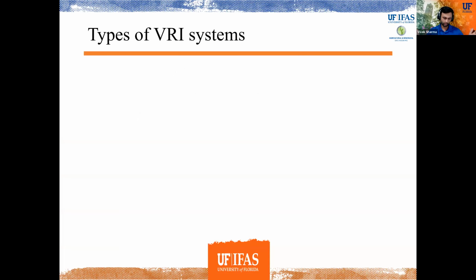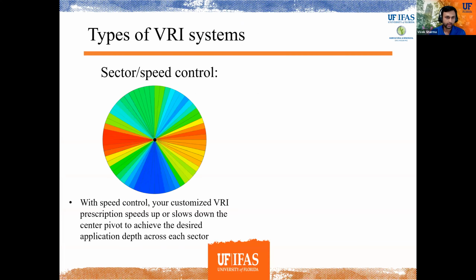Okay, we decided the condition: we need a variable rate irrigation system in our field. So what kind of systems are available in the market? There are two types of variable rate systems available. One is called the sector or speed control.